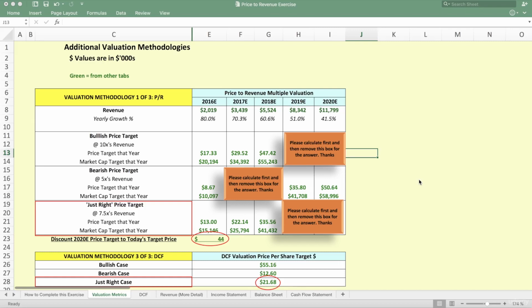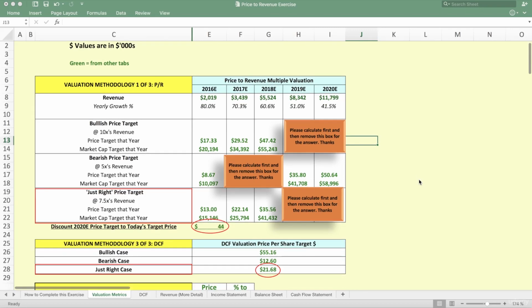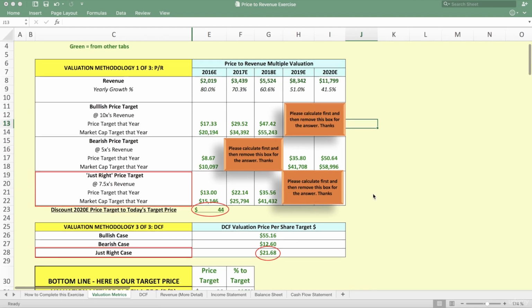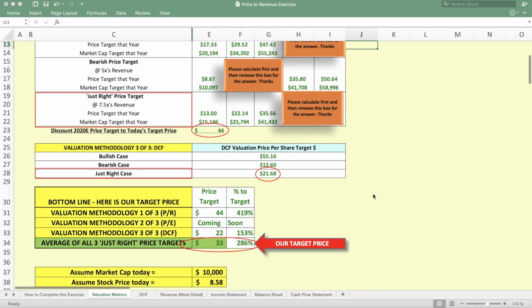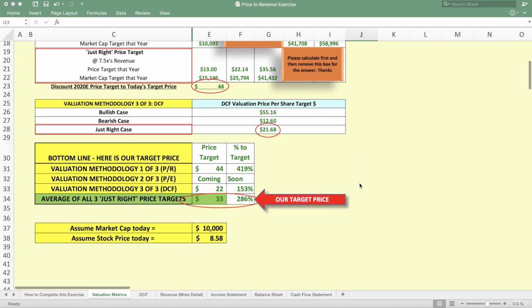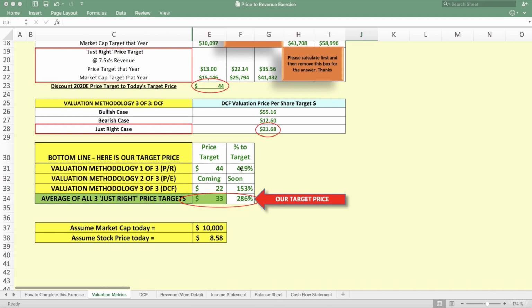Let's go through the answers to the price to revenue exercise. So there's basically just three boxes to go through here. Before I get there, I want to show you one little thing, which is, remember from the DCF exercise, right? We have these numbers flowing into here. Okay, we've got the bullish case, bearish case, and just right target price. Remember that was 22 bucks, right? And so the price to revenue numbers is going to feed into here as well. Okay, the target price that we come up with here, see there?